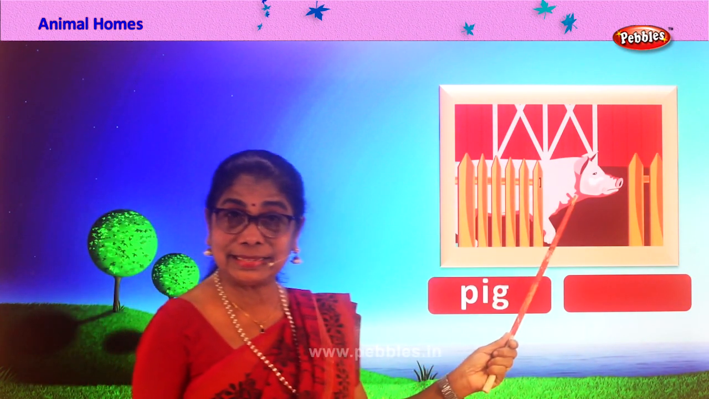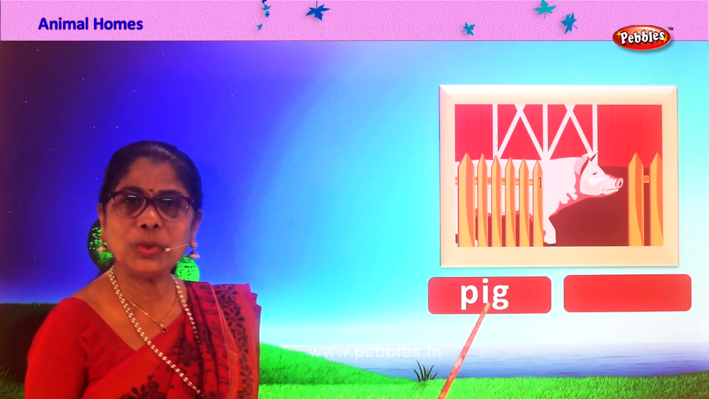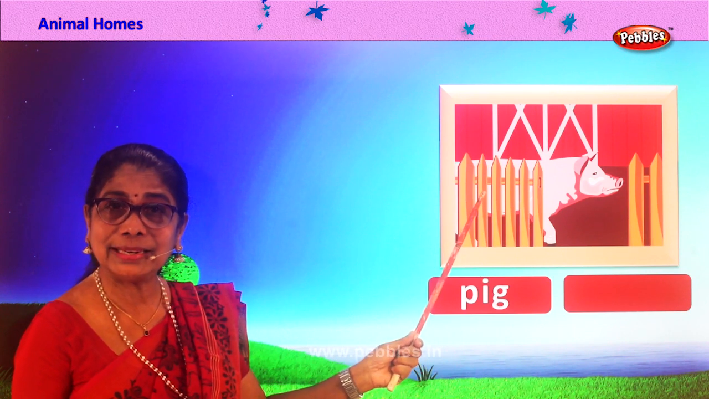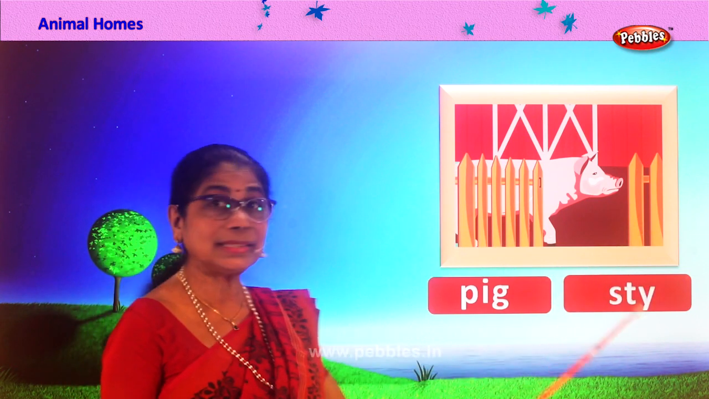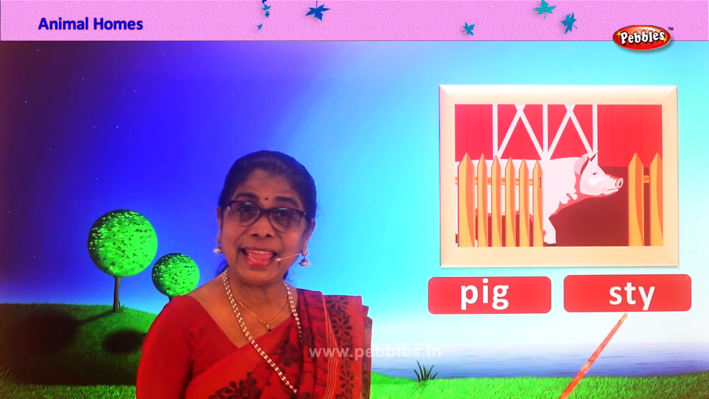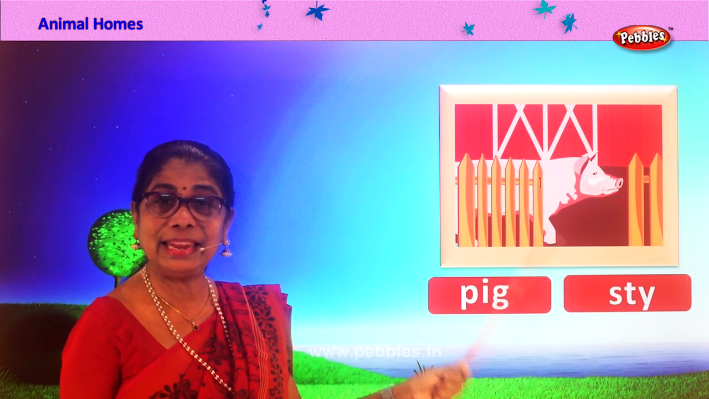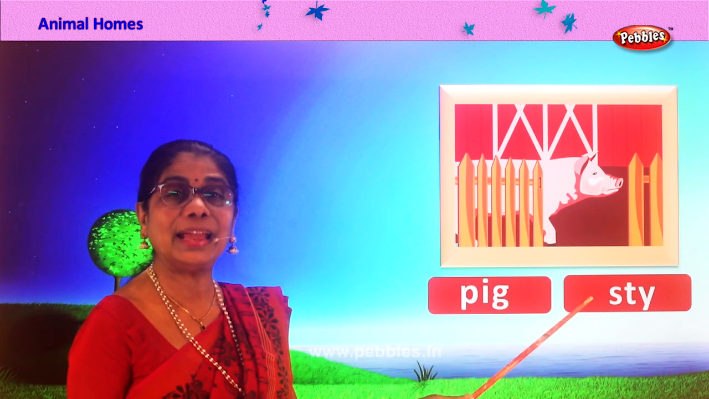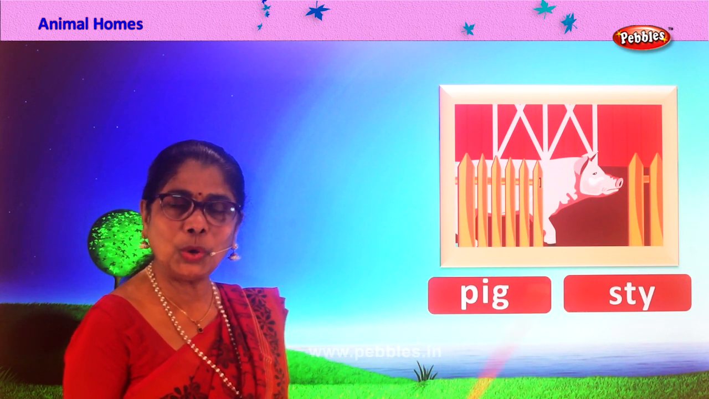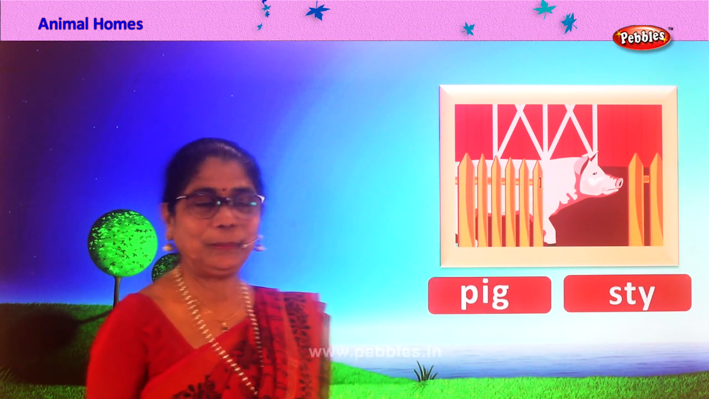Let's look at another animal and find its home. Look. Who is this? Pig. Pig. What is the home of a pig called? Sty. Very good. This is a pigsty. Spell sty. S-T-Y. Sty. Pigs live in a home called sty. Pigs are put in the sty. Pigsty. What is the home of a pig? Sty. Good. Let's look at another animal.